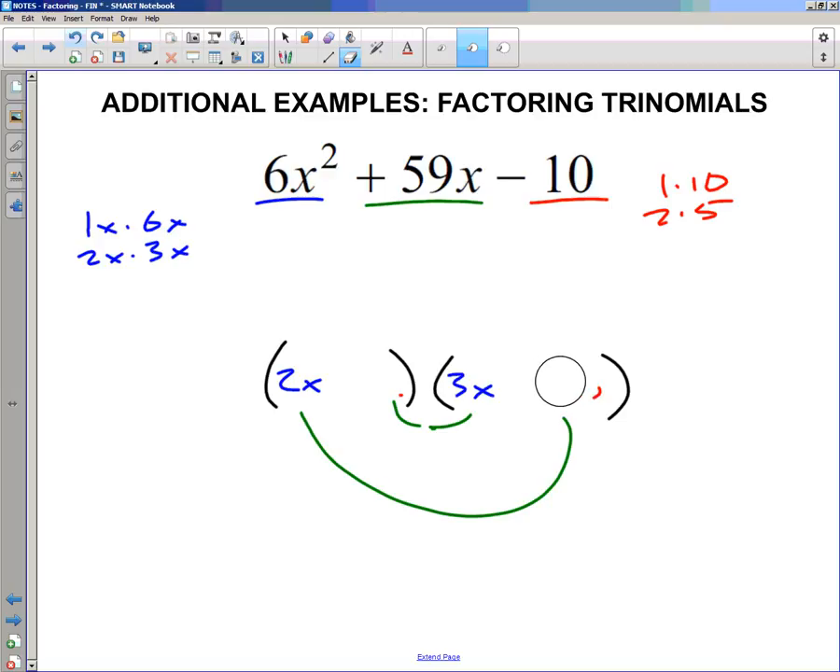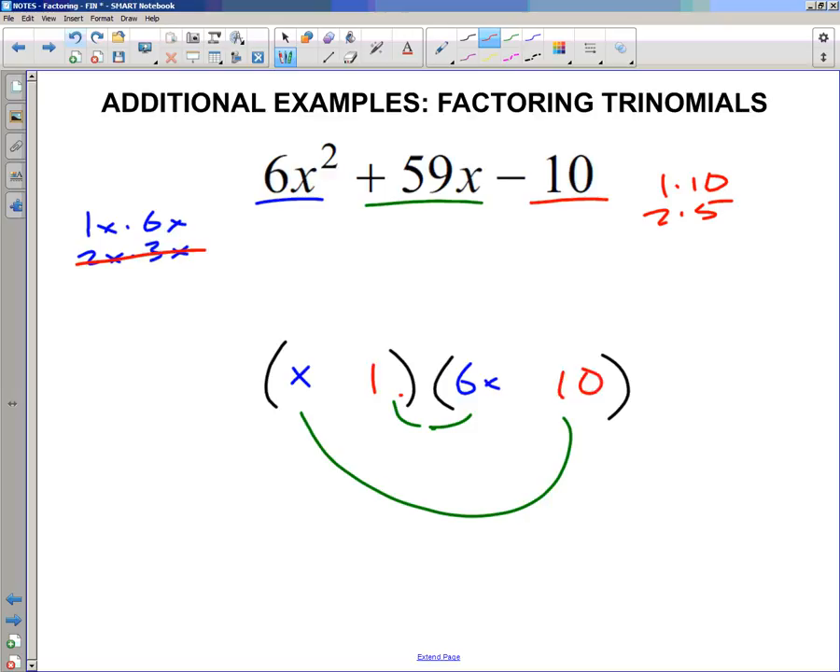So I believe we've eliminated 2x and 3x as a possibility. We've tried them with every combination possible from the factors of 10. So 2x and 3x are out. Let's try 1x and 6x. So I'm just going to call that x instead of 1x. x and 6x. And let's go with the 1 and the 10.